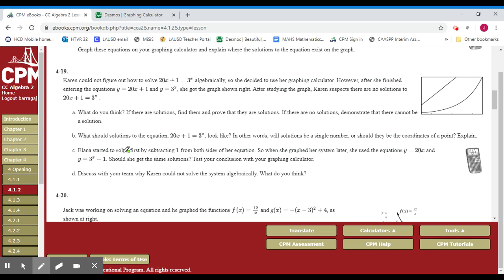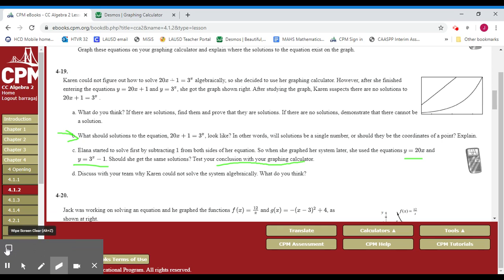It says, Elena started by subtracting one on both sides of the equation to solve. When she graphed her system later, she used the equations y equals 20x and y equals 3 to the x power minus 1. Should she get the same solution? Test your conclusion with your graphing calculator. Okay. So what they're asking here is, if we change the equation in this manner, what's the solution then? Will it be different from the answer we gave back here in part B?